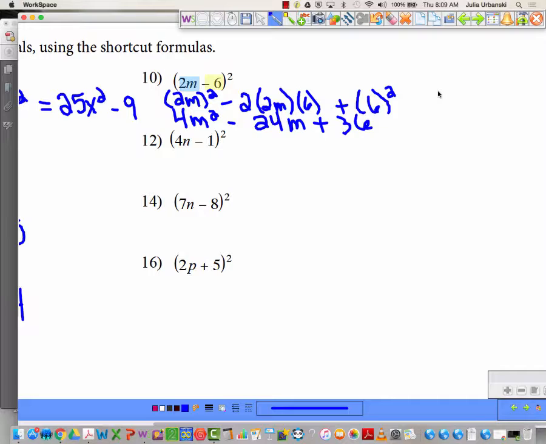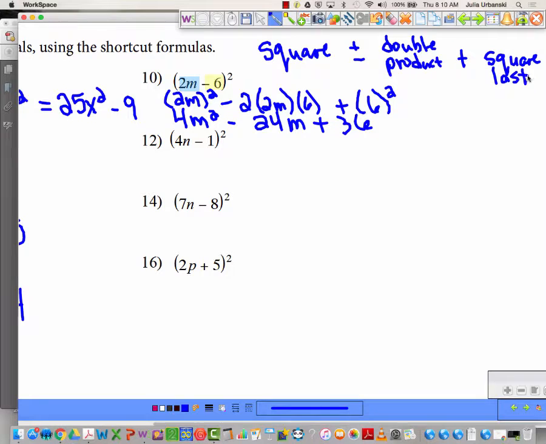So now let's do it without writing it all out. Let's do some with just the mental part of it. And the hint is this. I'm going to write this on the other side, but you square the first one. You either add or you subtract double the product. Product means you multiply them together. And then you add the square of the last one. Square the first, square the last, double for the middle.